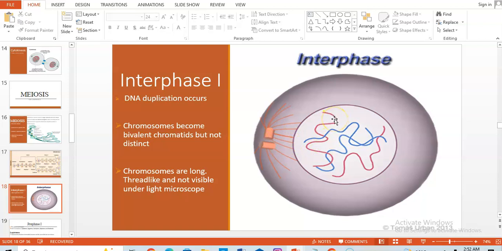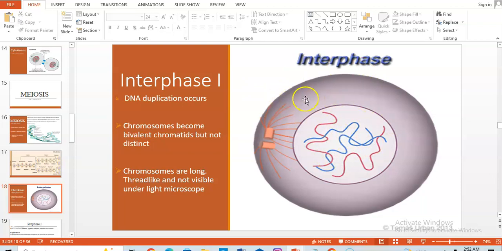There will be DNA duplication. The reason for this DNA duplication is to double the genetic content, and this will result in the chromosome becoming bivalent. It will divide into two chromatids, but these two chromatids that will be formed will not be distinct. They will still be joined. And this chromosome at this stage will not be visible. It will still be thread-like, long, and will not be visible under a light microscope. That's what happens at interphase.